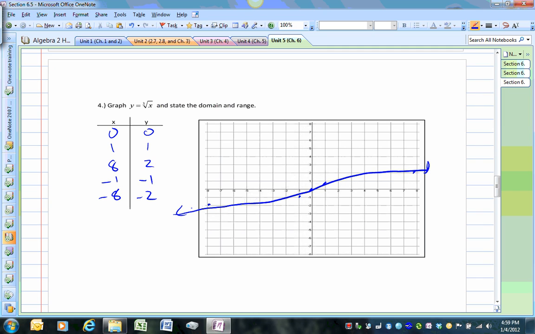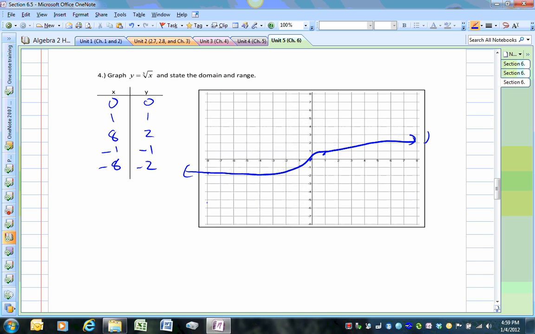Actually, I could probably do a better job. That wasn't that good. Okay, I wasn't that much better, but that's roughly how the graph would look. Domain and range is all real numbers, because you can cube root whatever you like, and the output will always be whatever numbers you can think of.